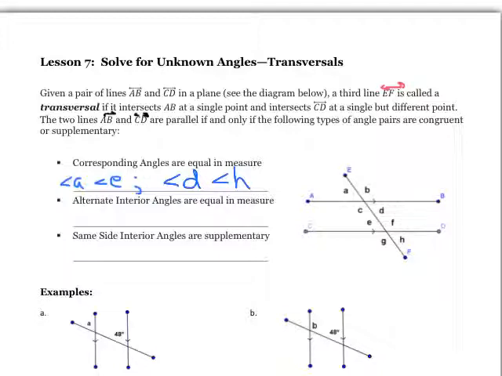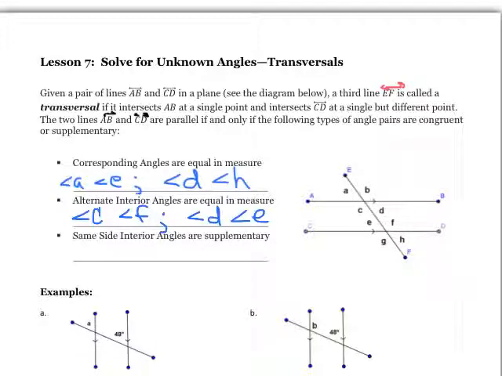The second type of angles, when lines are cut by a transversal, are alternate interior angles. If AB is parallel to CD, alternate interior angles are equal in measure. Alternate interior would be on opposite sides of the transversal, but inside the parallel lines. So angle C and angle F is a pair of alternate interior, and angle D and angle E. The measure of angle C is equal to the measure of angle F, and the measure of angle D is equal to the measure of angle E.